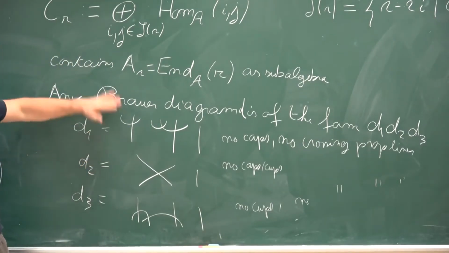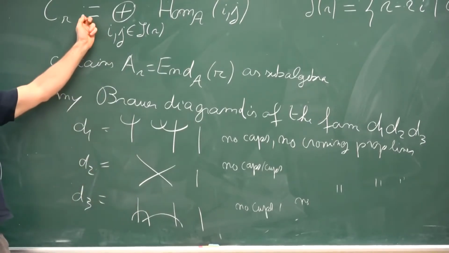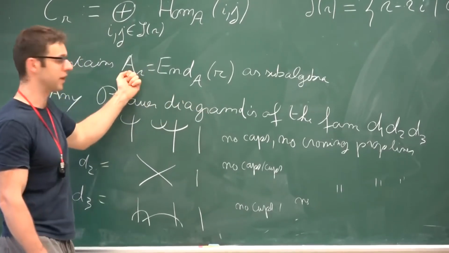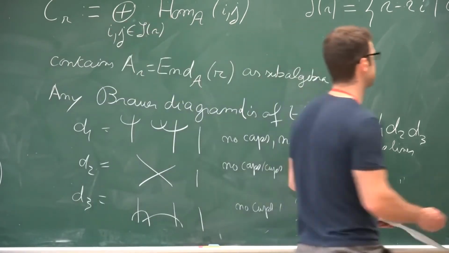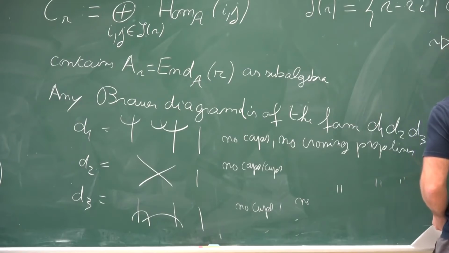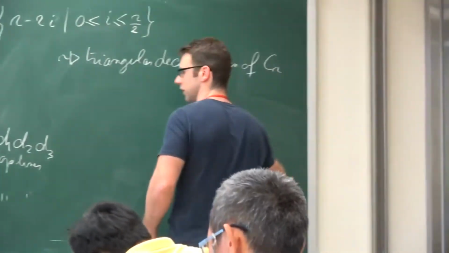The simple advantage of this algebra is that all these three diagrams are still inside the algebra. I can do this for any diagram in the perspective Brauer algebra, but then the sub-diagrams won't be elements of the algebra. So this is the only advantage that there exists. So this kind of gives a triangular decomposition of this algebra CR.